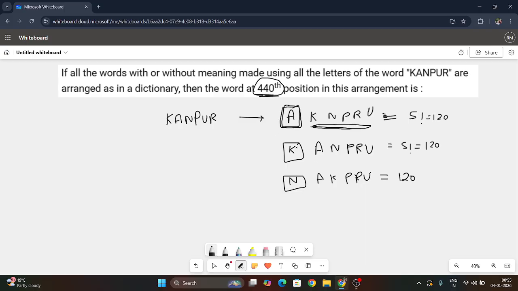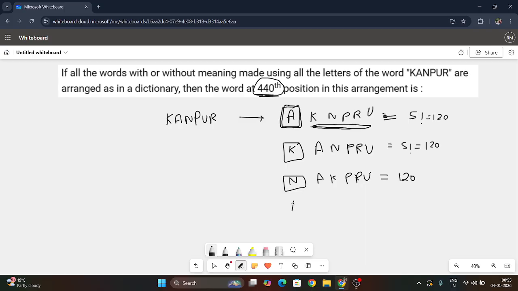Now if you add another 120, suppose now you write P and the remaining 5 letters, so 120. And if you add all these 120, what will you get? 480. So that is more than 440. Okay, so what you can do in this case, let's talk. This is NAK.